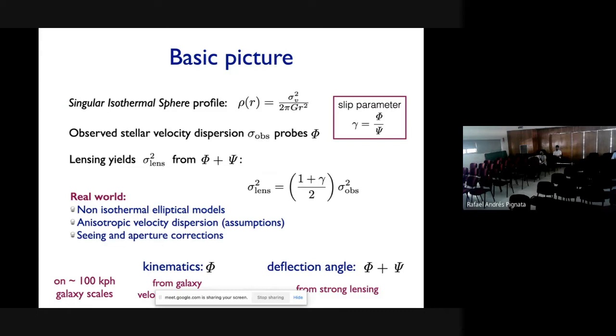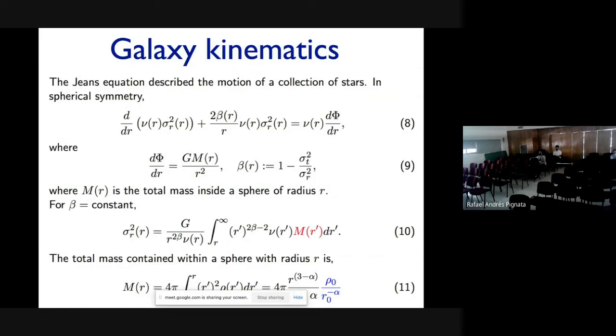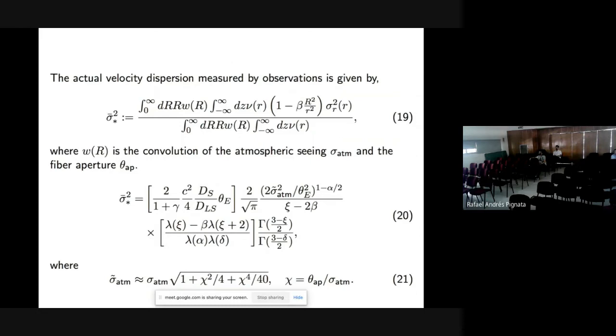So there's a lot of things that you have to take into account, but this is done. Let me skip the details, but this is the Jeans equation, and you take into account this anisotropy velocity dispersion. And at the end, you have a way of connecting theta Einstein, if you look at this equation, 20 here, theta Einstein appears there in the right-hand side with the observed velocity dispersion. And there is the models of everything.